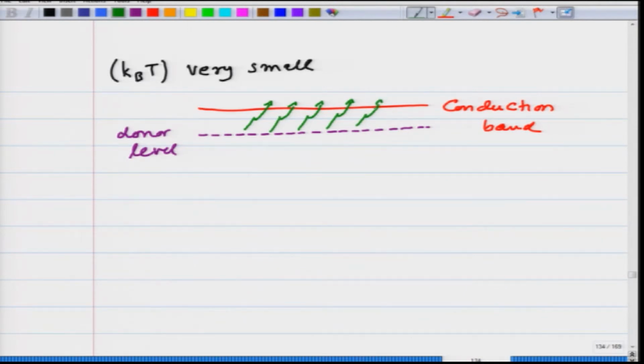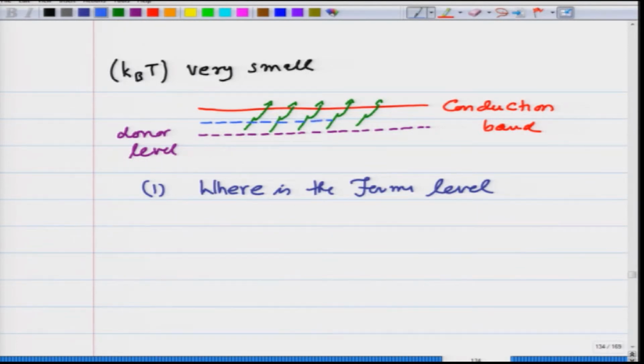So, first question I ask is, where is the Fermi level? And you can see that the Fermi level, again arguing like we did for the intrinsic semiconductors, is going to be somewhere in the middle of the donor levels and the conduction band edge.